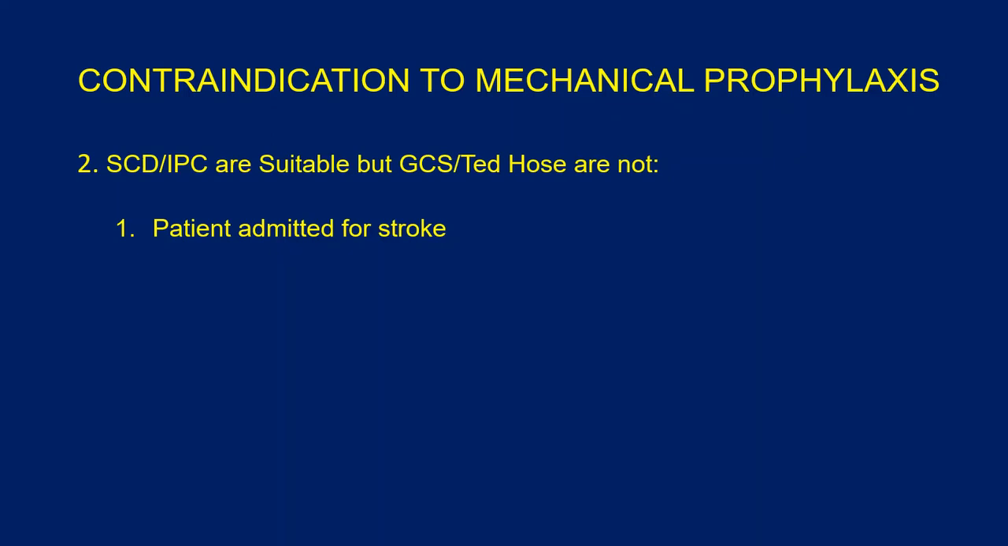And the outcome was that thigh-high stockings were ineffective at preventing the combined outcome of asymptomatic, ultrasound-detected, and symptomatic proximal DVT. While CLOTS 2 looked at comparing thigh-high with below-knee stockings, and there were fewer cases of DVT with thigh-high stockings. But these two large randomized controlled trials have shown that TED hose are contraindicated in CVA patients.